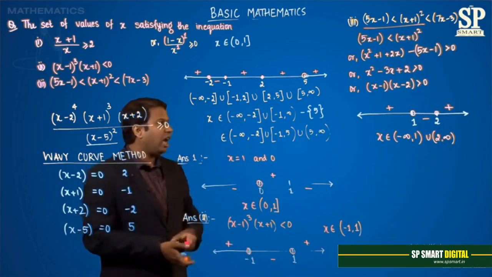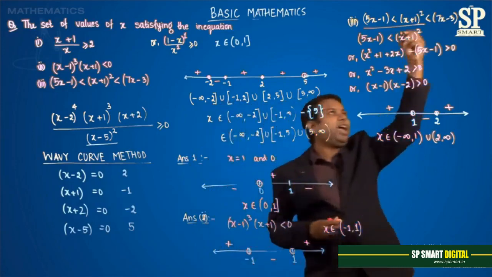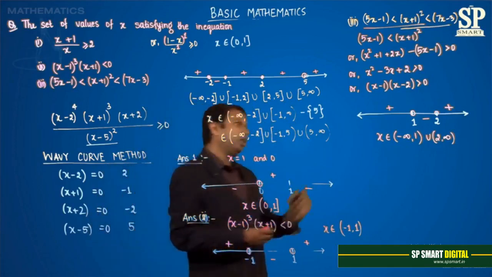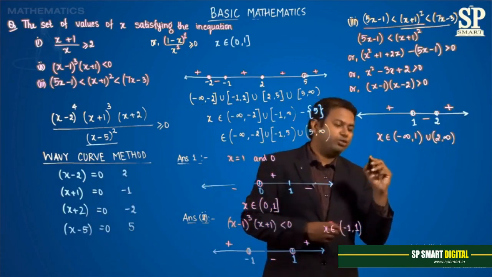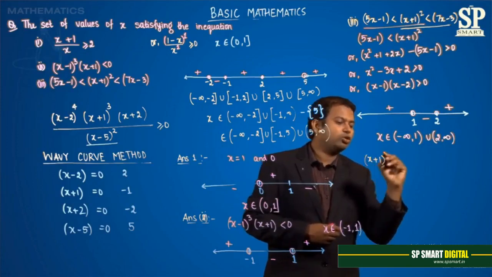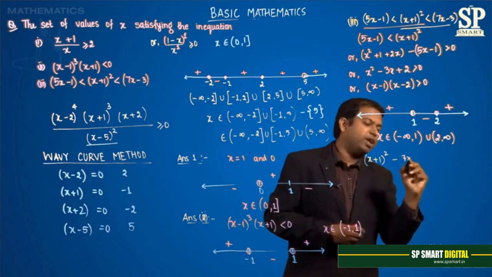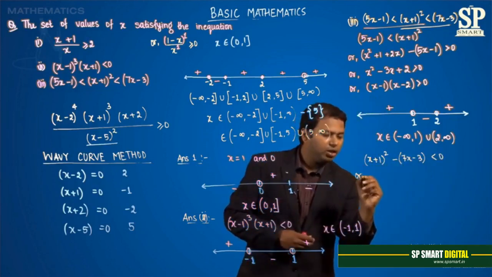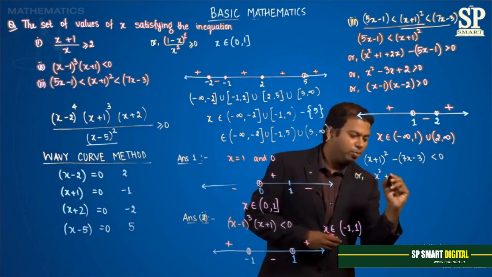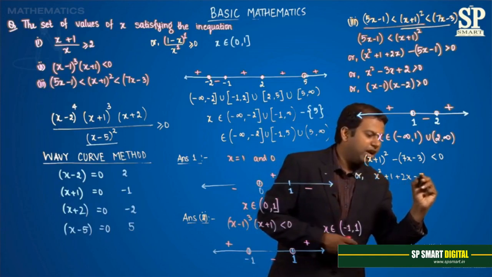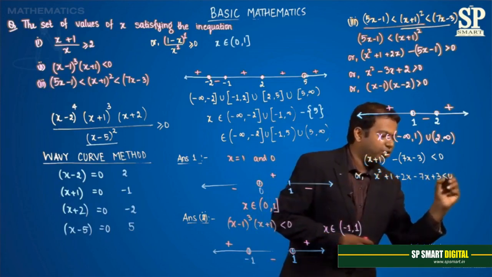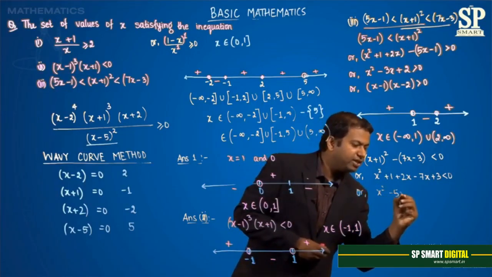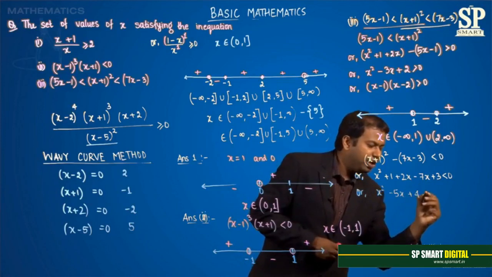Now let us take the inequality where x plus 1 whole square is less than 7x minus 3. So on solving that, let us see what do we have. So we have x plus 1 whole square minus 7x plus 3 is less than 0. So let us expand this. On expanding, we have x square plus 1 plus 2x minus 7x plus 3 is less than 0. So from here, we have x square minus 5x plus 4 less than 0.